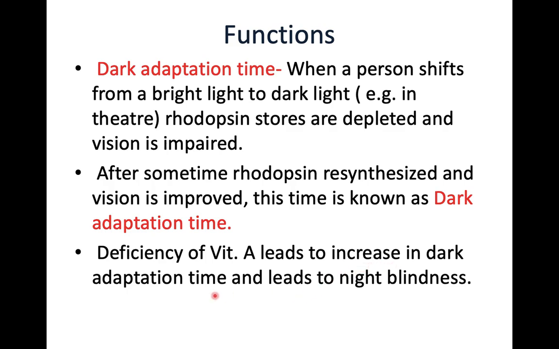So it increases the dark adaptation time, which is required to see things in the darker arena. And continuous deficiency of vitamin A will lead to night blindness. That means the person will not be able to see in dim light or particularly after evening. That can be seen even in a few old age people when there is a depletion in the stores of vitamin A.